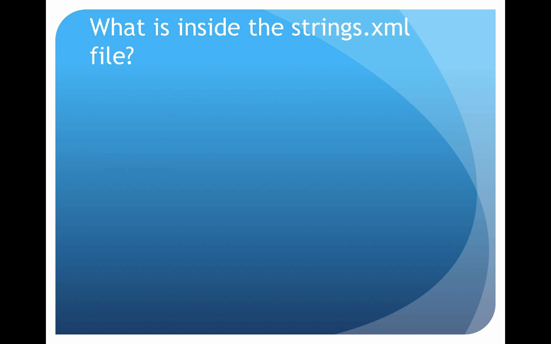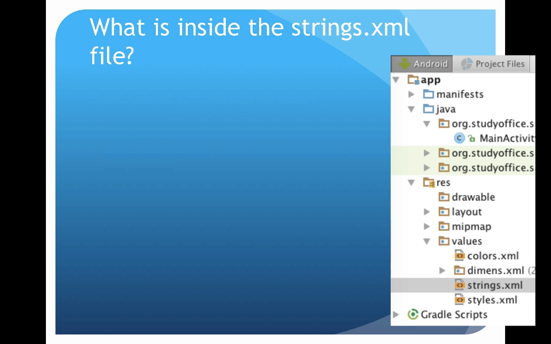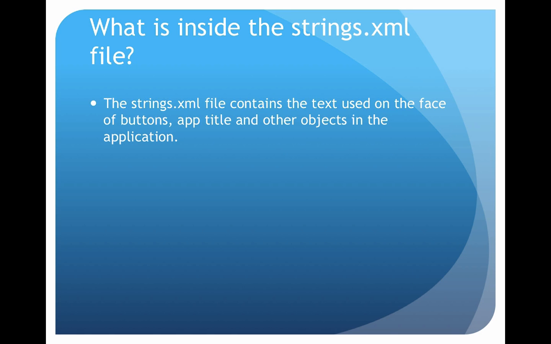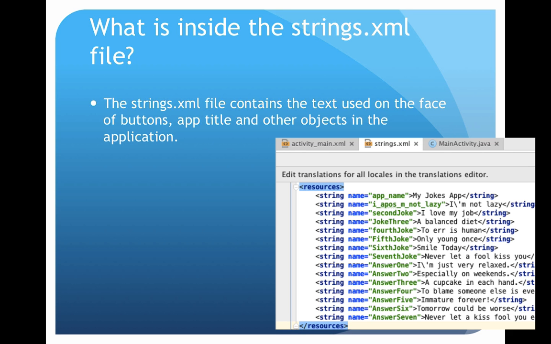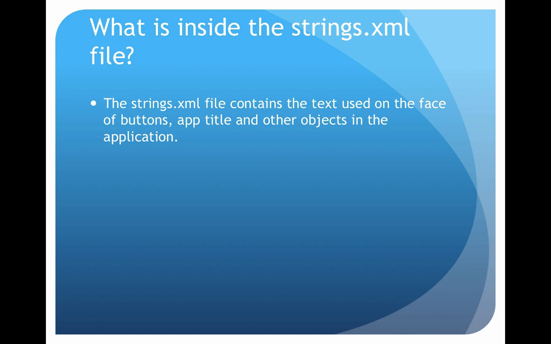Also, we looked at a file called strings.xml. What's inside there? Strings.xml contains the text that you use on the face of your buttons, the app title, and other objects that we'll create later on in the program.